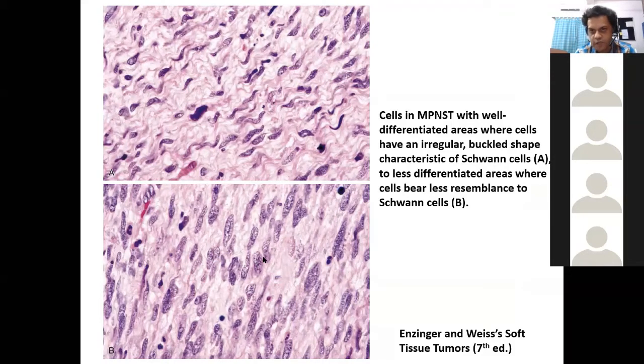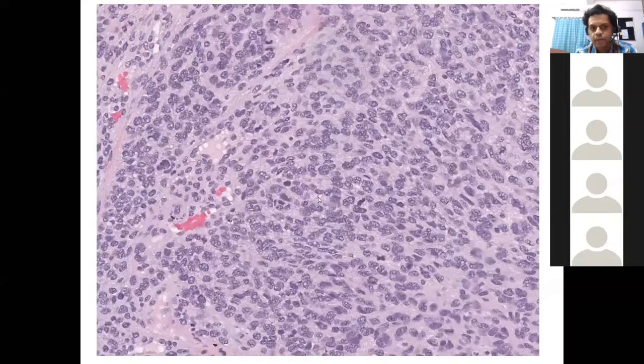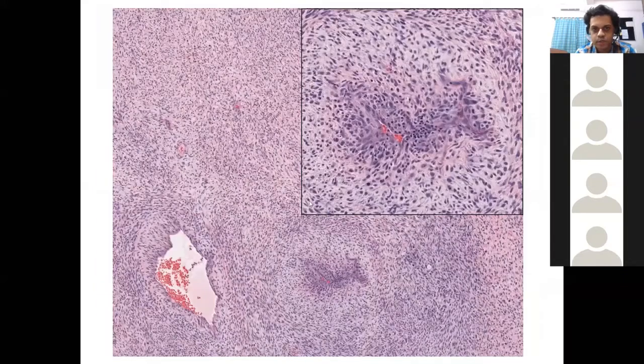where they will not have any resemblance to the Schwann cells. At places they can even give you an epithelioid kind of appearance. Poorly differentiated areas can be seen in such tumors. Coming to the third important point, which will help you identify malignant peripheral nerve sheath tumor, and this is very important. I don't think these things are very often stressed in your books like Ackerman. So you'll need to go into a specialized surgical pathology text for these things. Enzinger talks about it beautifully.